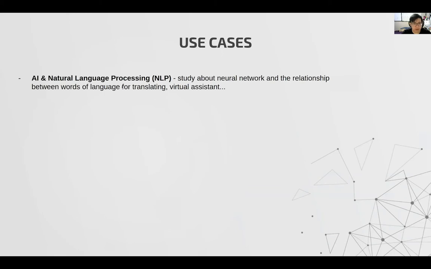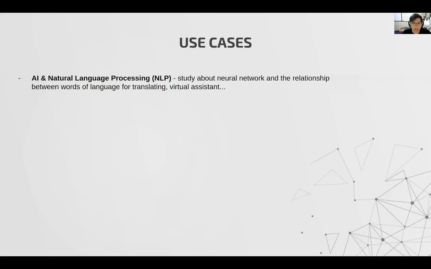So for the use cases in industry, first talking about AI and natural language processing, or NLP. AI will study neural networks. You know, a neural network will have each neuron connected to many different neurons, and each neuron will have a specific relationship with a different neuron because of the weight. So it is very helpful in AI research.